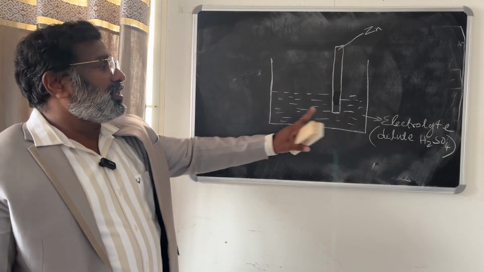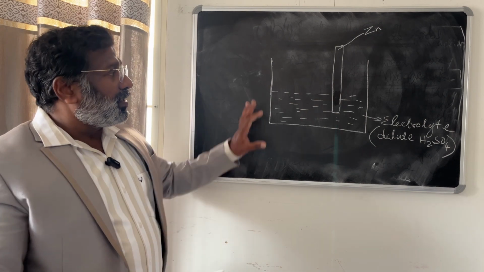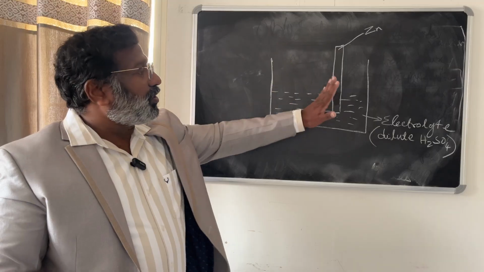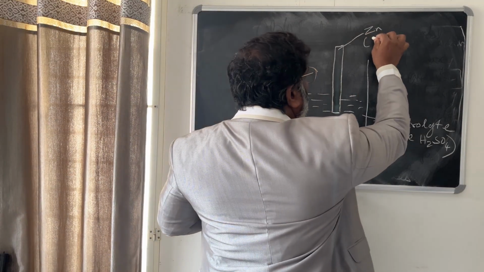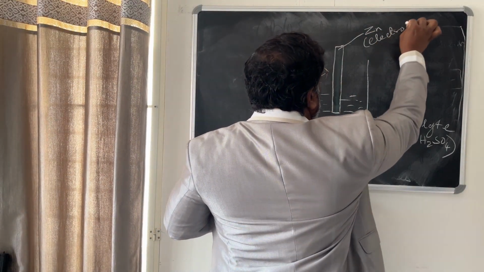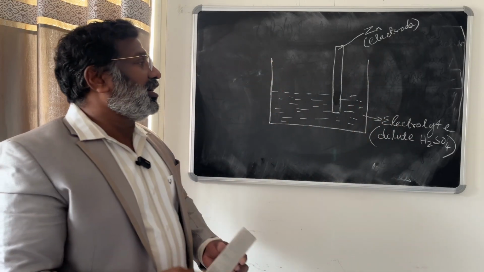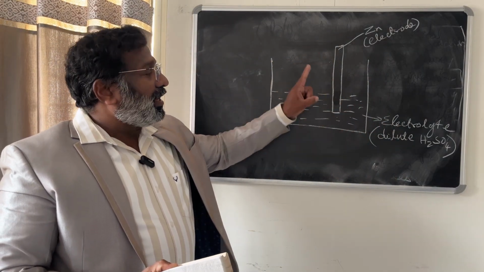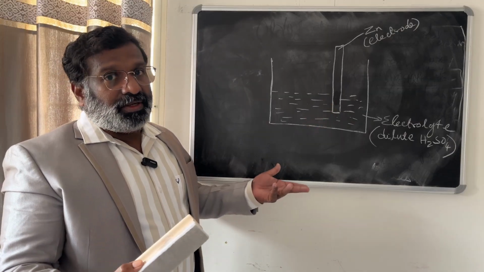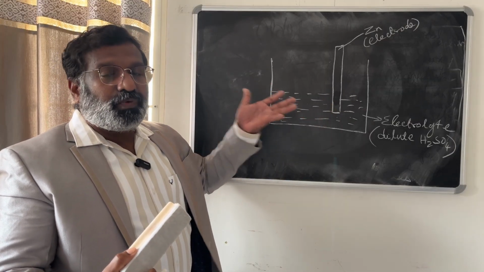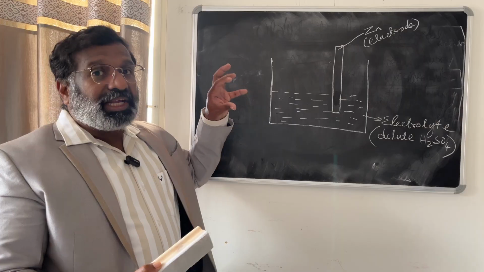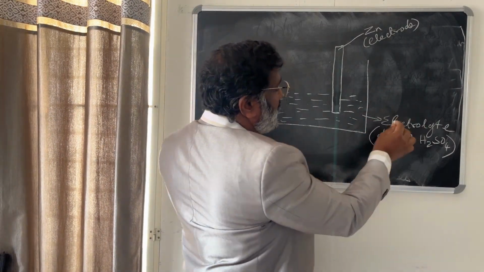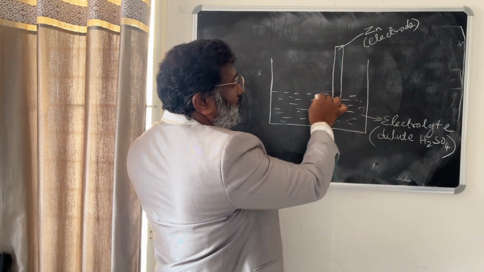So I have dipped the zinc electrode. So what happens? Chemical reaction takes place between the electrode and the electrolyte. The zinc is an electrode. The chemical reaction between the electrode and the electrolyte releases chemical energy. Corresponding to that energy, there is a force. Because of that chemical force, the dilute sulfuric acid near the zinc is split.